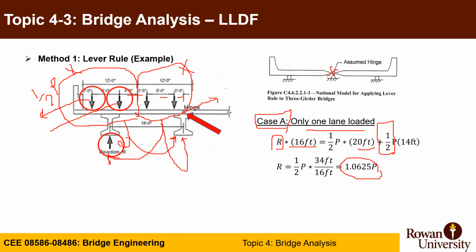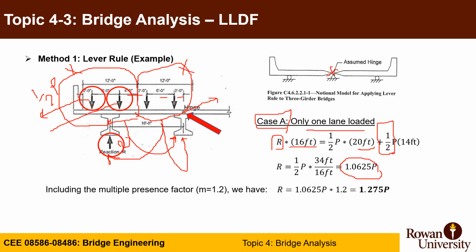So actually, because we have the truck overhanging from the girder, it's actually overloading the girder. Okay. You also have to, in this case, because you have only one truck, multiply by the multiple presence factor of 1.2. So this exterior girder will actually see 1.275 P, an amplification of the truckload by more than 127%.